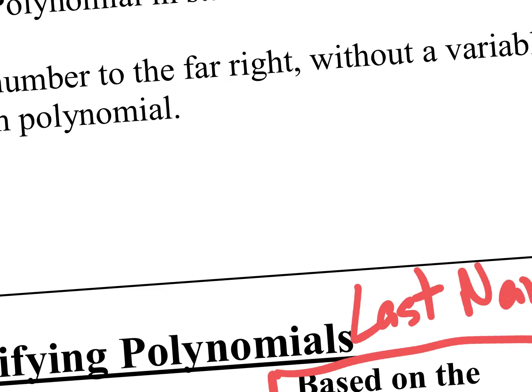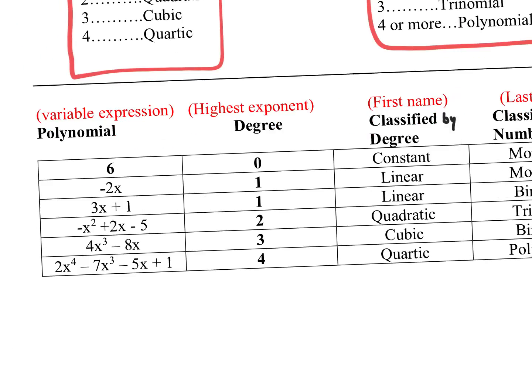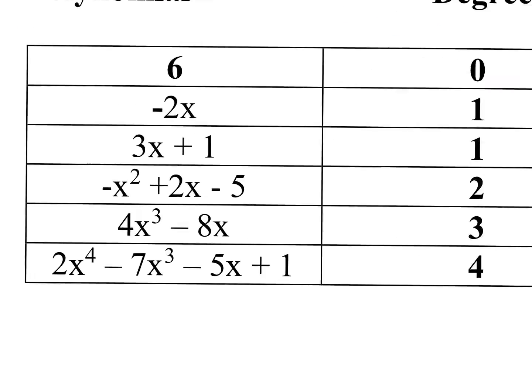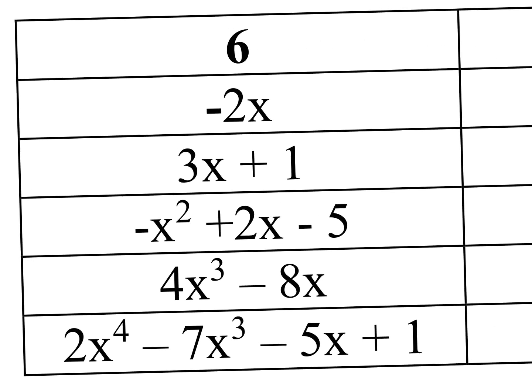Down here, we even have more examples nicely in a chart with the answers, of course, but don't look at the answers. Obviously, if you just have a number without a variable, that's a constant. You don't even have to classify. It's just the number 6. It'll always be 6. But right here, you do have a variable with the power. What's the power here? What's the degree? 1. How many terms do you have? 1. So you have a first name linear, last name monomial.